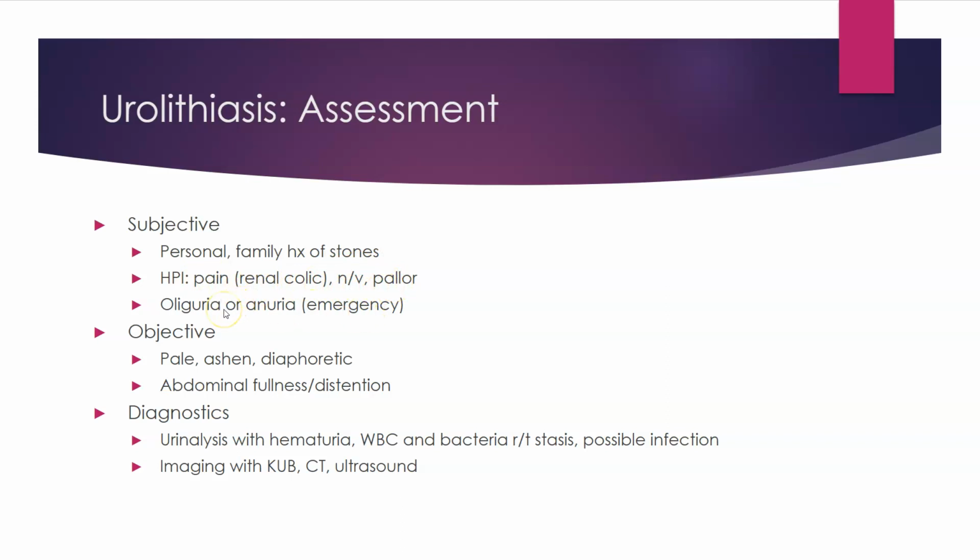They might have changes in urine, and if they have decreased or no urine, that's an emergency because you've got a blockage, and that blockage is going to back up through the whole system and possibly cause problems to your kidneys. Objectively, they might look pale, ashen, or diaphoretic. Their abdomen might be kind of full or distended. For diagnostics, we'll do a UA, WBC for any sort of infection, and then imaging with a KUB, which is an abdominal flat plate X-ray, a CT, or ultrasound.